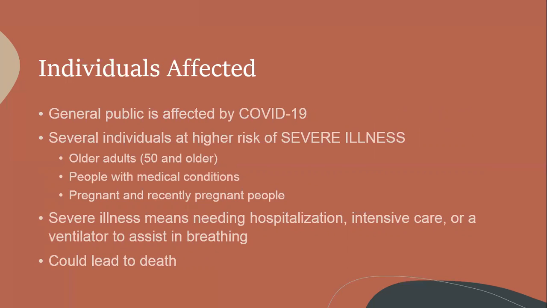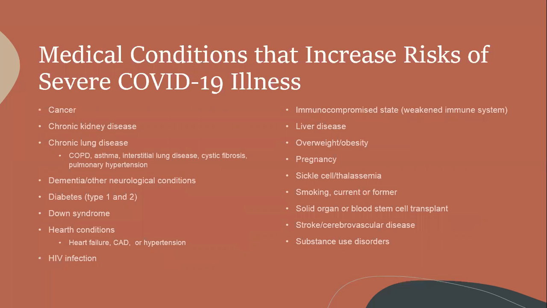Individuals affected by COVID-19. The general public is affected by COVID-19. The thing is, there are several categories of people that are at higher risk of severe illness. These categories would be older adults, which would be 50 years or older, people with medical conditions, and pregnant and recently pregnant people. Severe illness means needing hospitalization, intensive care, or a ventilator to assist in breathing. Unfortunately, this severe illness could eventually lead to death.